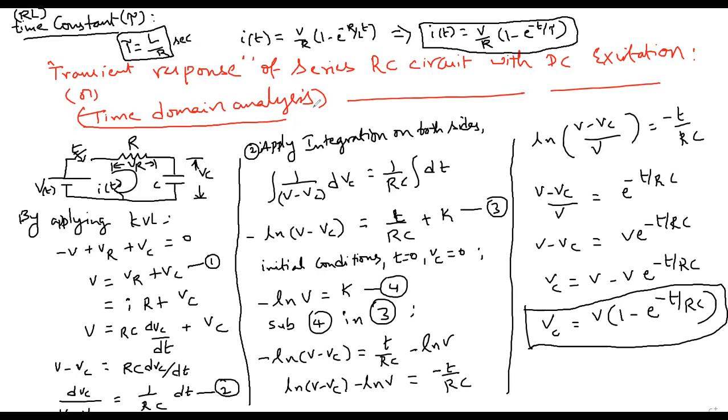Now you need to keep the side heading as transient response of time domain analysis of the series RC circuit with the DC excitation and start writing the derivation. Once it is completed, you need to make the side heading as time constant of RC circuit. I will explain that, but before that, you need to complete the derivation of RC circuit. Once completed, inform me. Shall I erase the screen?